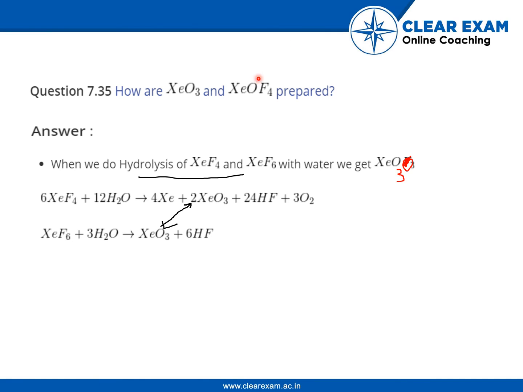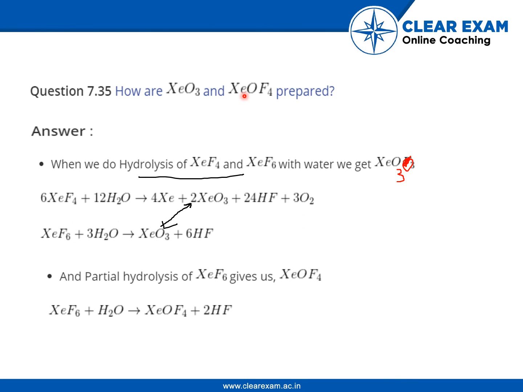Moving on, how is XeOF4 prepared? So when we partially hydrolyze XeF6, we get XeOF4. So XeF6, this is partial hydrolysis, okay? The complete hydrolysis requires 3 moles of H2O for 1 mole of XeF6. But during partial hydrolysis, we only take 1 mole of H2O, okay? We get XeOF4.